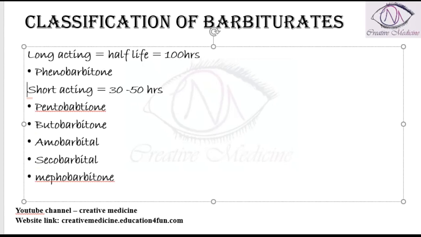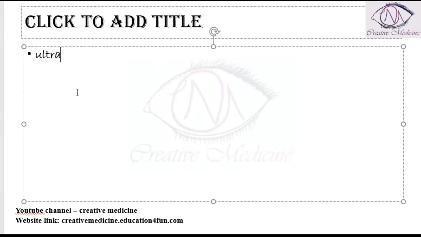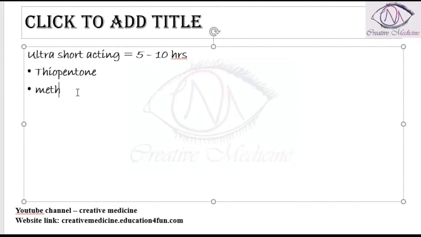Short-acting barbiturates. Then we also have ultra short-acting barbiturates. Ultra short-acting barbiturates will have a half-life of around 5 to 10 hours. So these ultra short-acting barbiturates are actually thiopentone sodium and methohexitol.